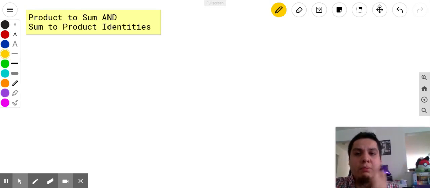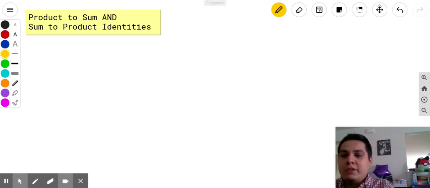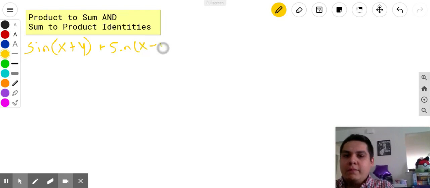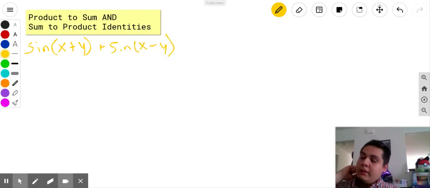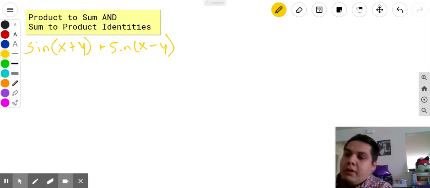As the name states, it's product to sum. So I'm going to look at the sum and difference identities and figure out how I'm going to get a product out of that. So what I'm going to start with is sine of x plus y plus sine of x minus y. And I'm going to go ahead and figure out what this equals using my sum and difference identities for sine. So I remember my story of Sinbad and Cosette.